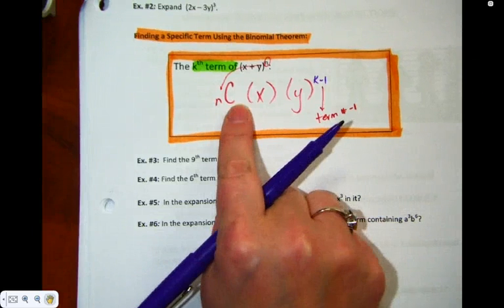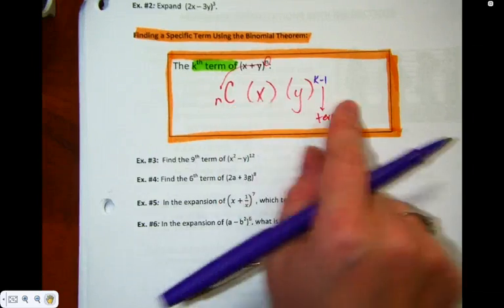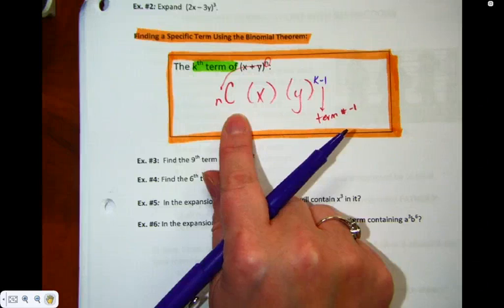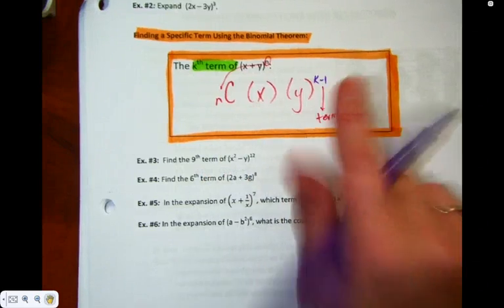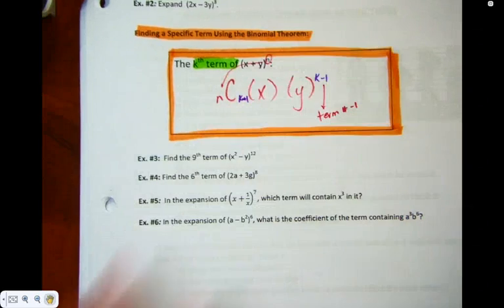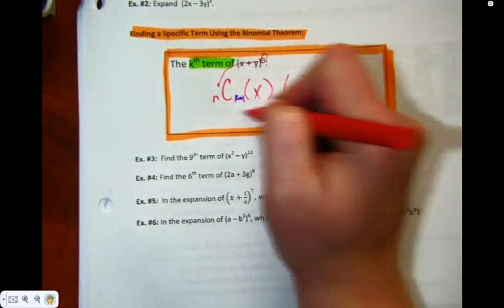Now I'm going to go back to the r, because what's the relationship with something else in the question and r? It's the exact same, so it's also k minus 1. Minus 1, not 11. So it's also the term number minus 1.